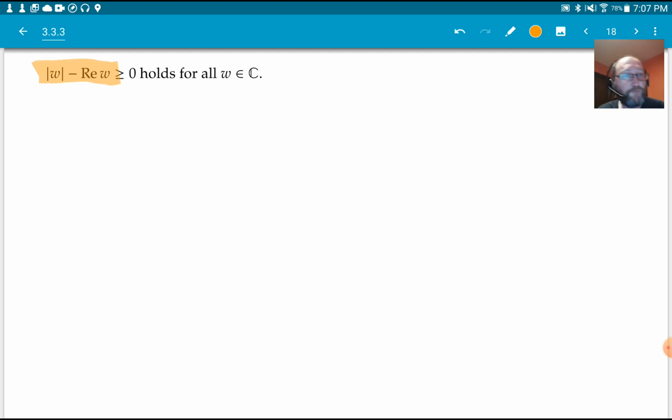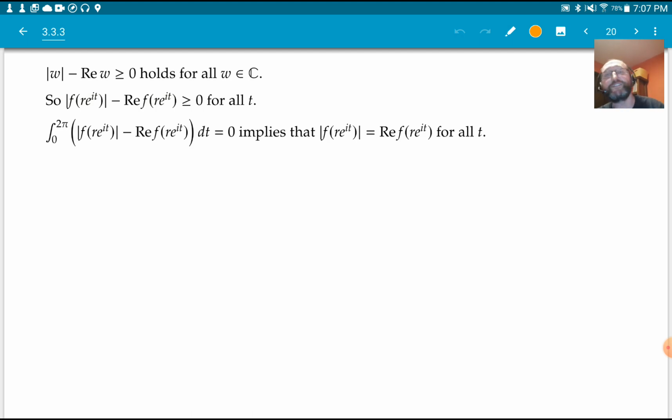Now, the modulus is always bigger than the real part. That's just basic geometry: wherever I'm at, the distance from the origin is always bigger than the x-coordinate. So that holds for all complex numbers. Therefore, this guy over here is non-negative. That's the thing that we said the integral of that was 0. So we're using this argument again: the integral of a non-negative function is 0, therefore that non-negative function is actually 0, which means that the modulus of f is equal to the real part of f for all points on this circle.